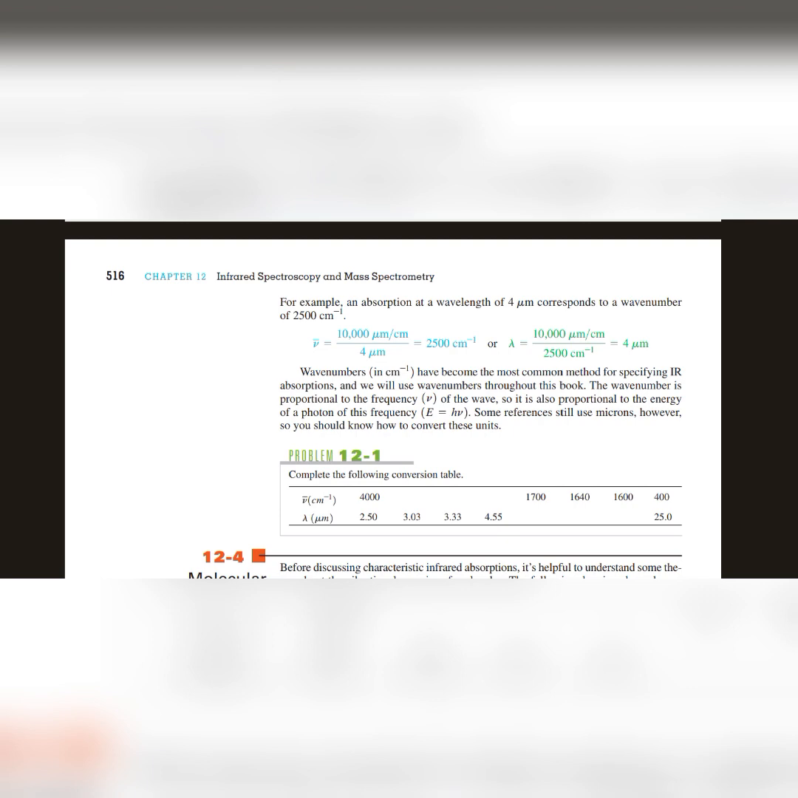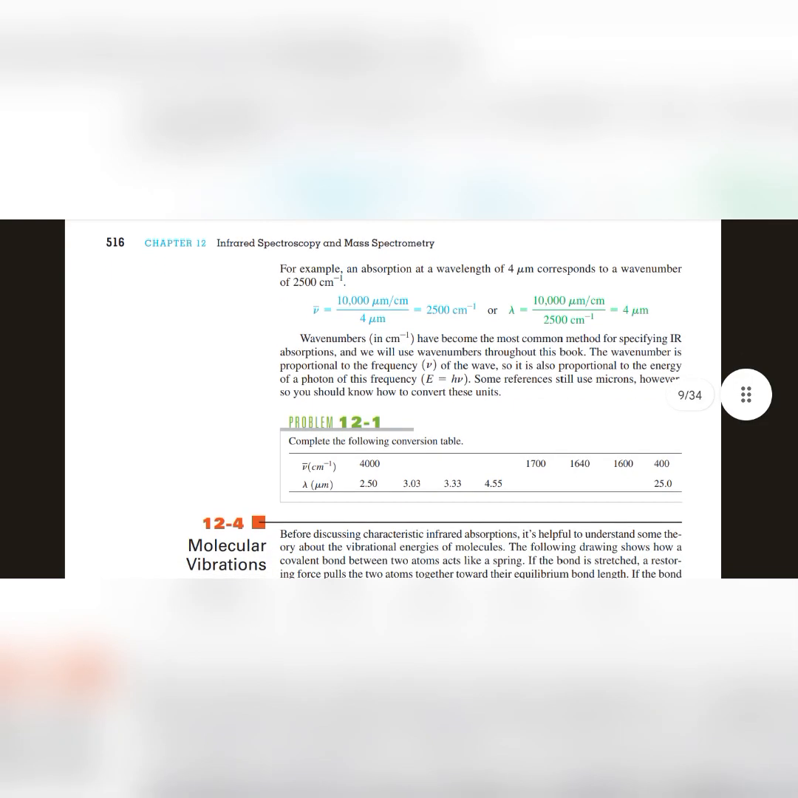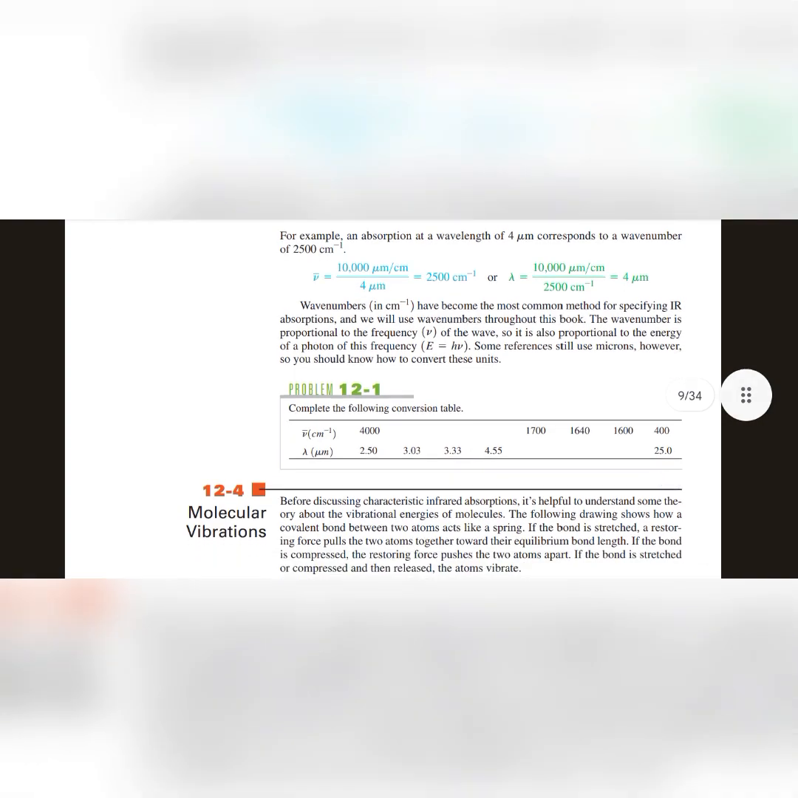Wave numbers have become the most common method for specifying IR absorption, and we use wave numbers throughout this book. The wave number is proportional to the frequency of the wave, so it is also proportional to the energy of a photon of this frequency. Some references still use microns, however, so you should know how to convert these units.